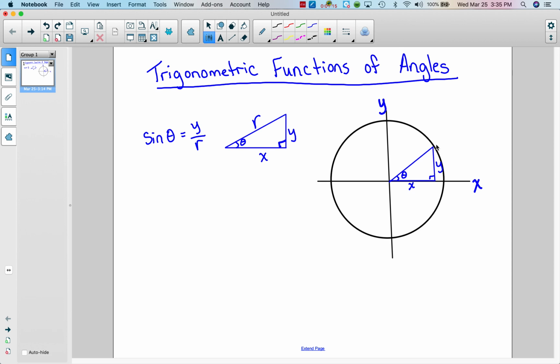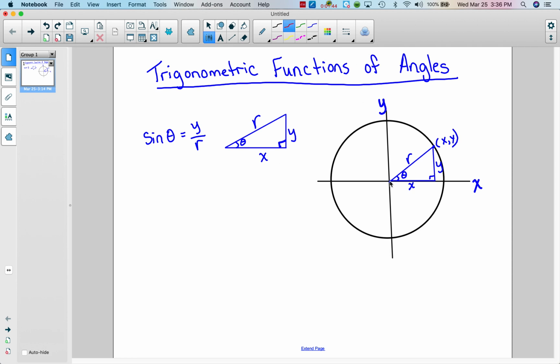So for example, I could call this point right here, this point has the coordinates x, y, because this is 0, 0. My center of my circle is 0, 0. So I'm going over x and up y, so that would put me at the point x, y. And I could say sine theta equals, and that's why I'm calling this r, because it's the radius of my circle. So sine theta would be equal to y over r, which is kind of what I drew here.